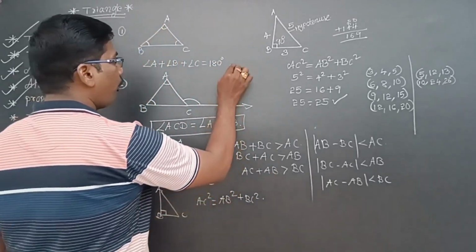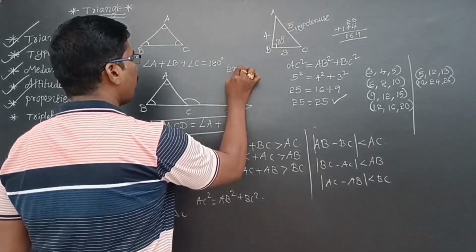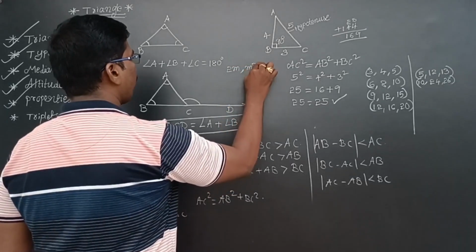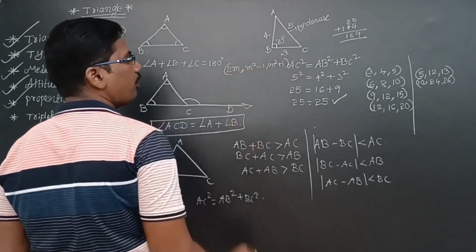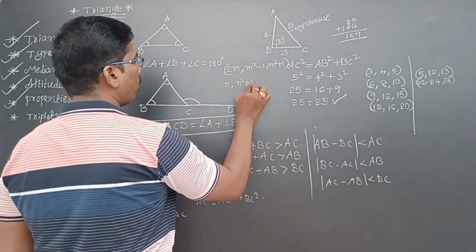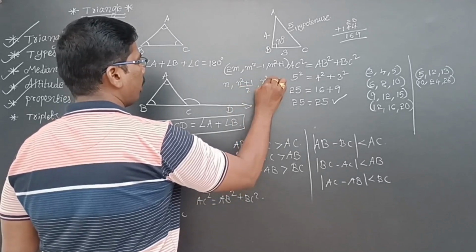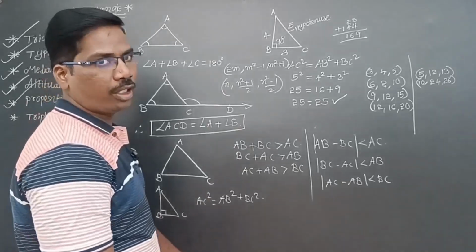Those are, if m is an even number, 2m is an even number, then 2m comma m square minus 1 comma m square plus 1. If n is an odd number, n, n square plus 1 by 2, n square minus 1 by 2. So, using these two formulas, we can find Pythagoras triplets.